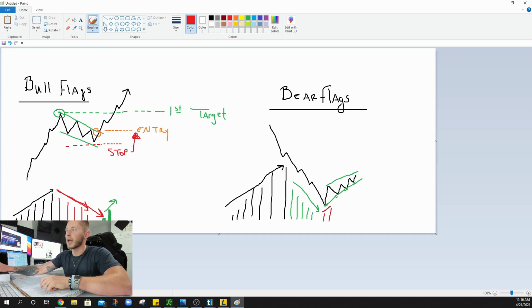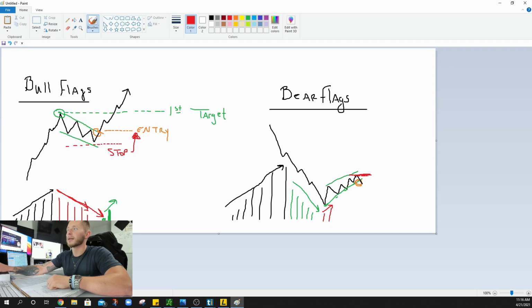Your confirmation, guys, is going to be an increase in selling volume and a crack of the uptrend. All right, so same thing. Cracking the uptrend is where you want to make your entries. So right here, that would signal an entry. Where do you put your stops? Over that consolidation high. Same thing as a bull flag.